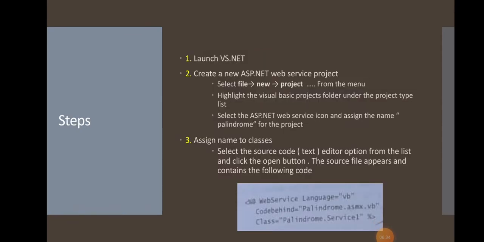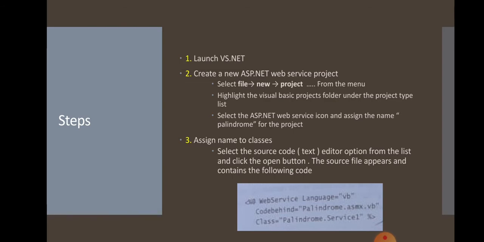Next, in that ASP Visual Studio project, just select File, then New Project from the menu. Highlight the Visual Basic Project folder under the project type list. Select the ASP.NET Web Service icon and assign the web service name as Palindrome. Next, assign classes. How to assign classes? Select the source code editor option from the list and click the Open button. The source file appears and contains the following code.